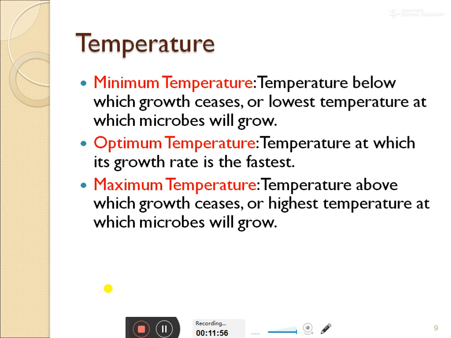As already discussed, the minimum temperature is the temperature below which growth ceases, or the lowest temperature at which microorganisms will grow. Below this temperature, no growth is possible at all. Optimum temperature is the temperature at which growth is fastest. The bacteria grow at the maximum possible rate, and the maximum temperature is the temperature above which growth is stopped, the highest temperature at which microbial growth will occur. Above the maximum temperature, protein denaturation starts, the membrane starts to lyse, and the bacteria die.